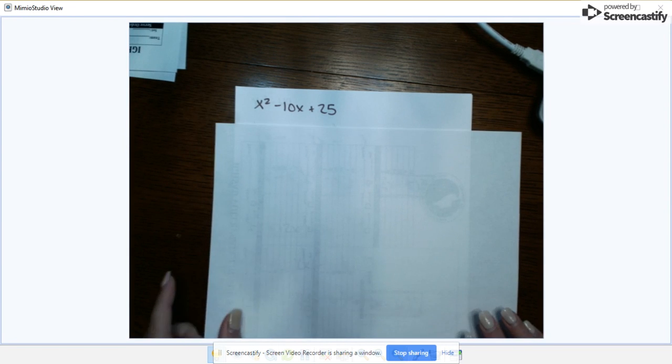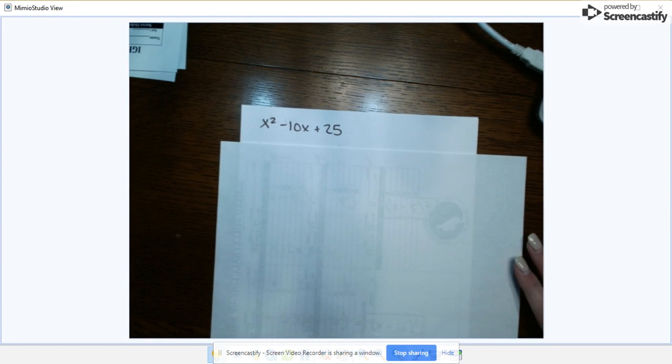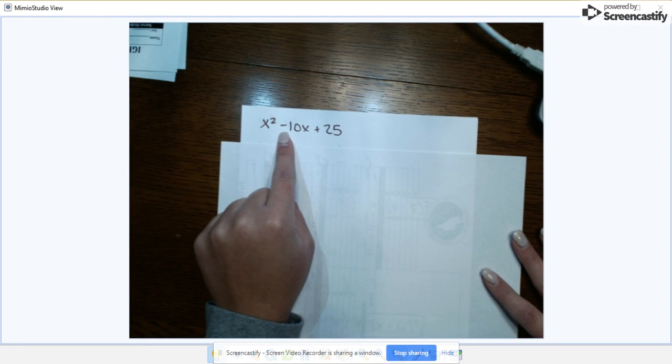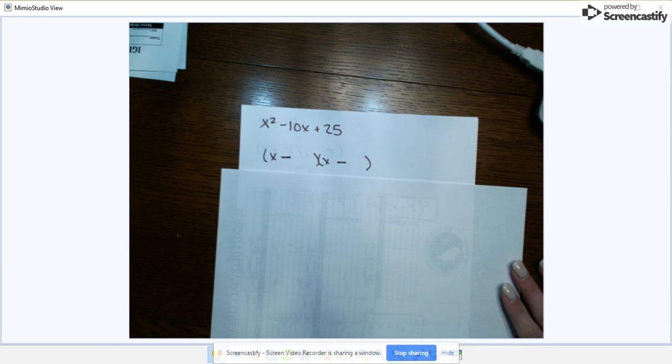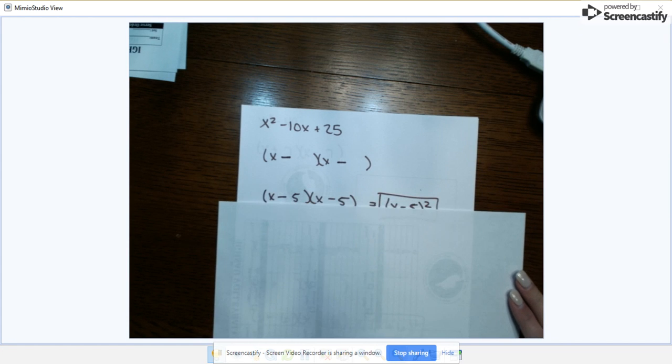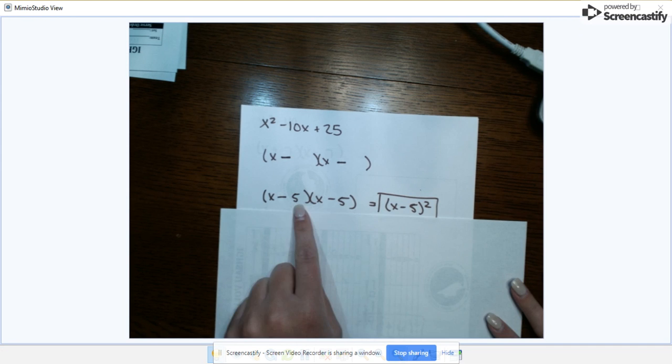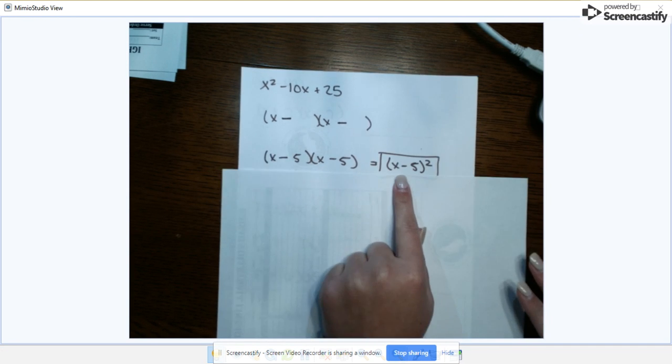Okay, here's another one. X squared minus 10x plus 25. So parentheses, plus sign in the back means both signs will match this middle sign. So we have x minus, x minus. And now we look for what numbers multiply to 25 that also add to 10. Well, 5 and 5 multiply to 25, and they also add to 10. So we have an x minus 5, x minus 5. And we would definitely want to simplify that to be x minus 5 squared.